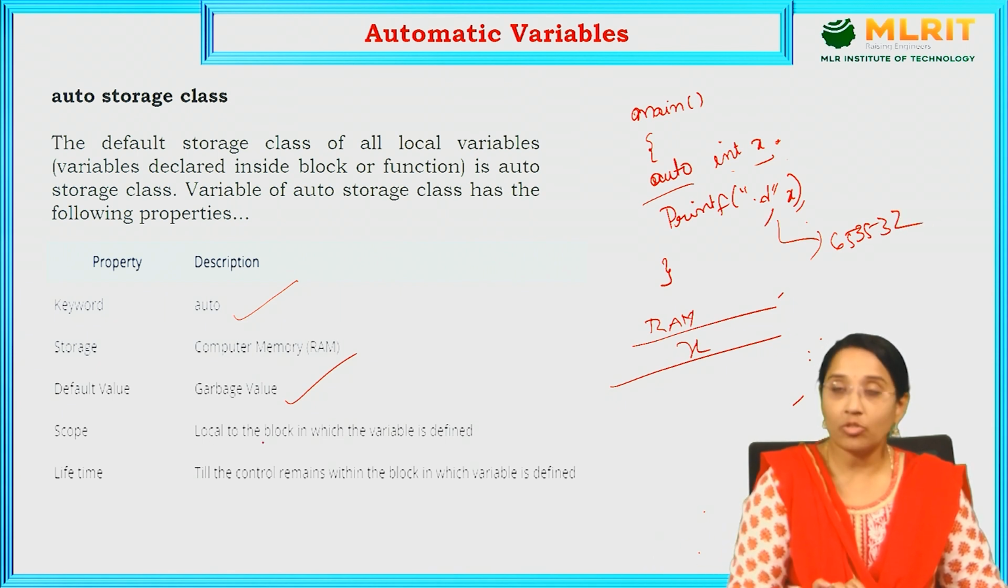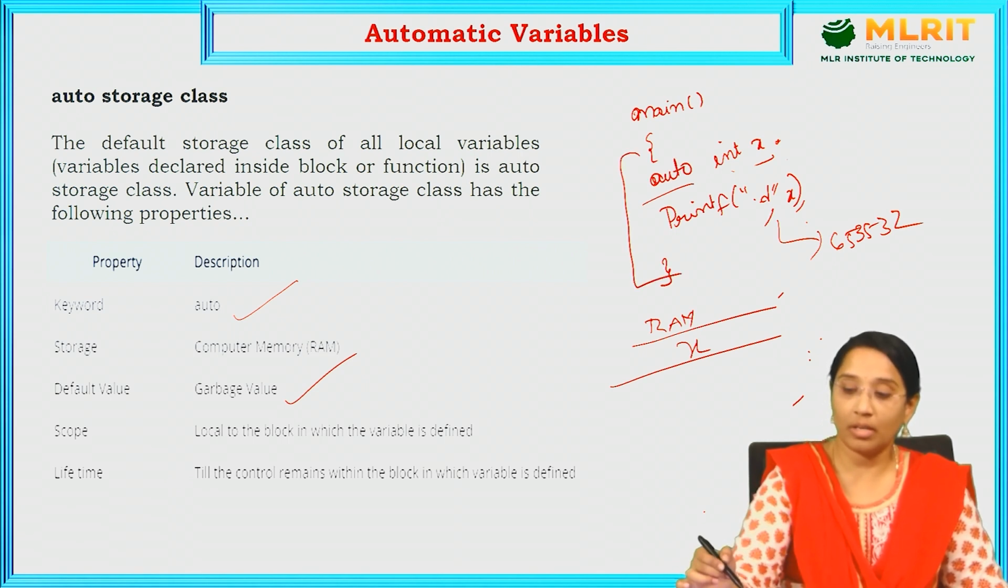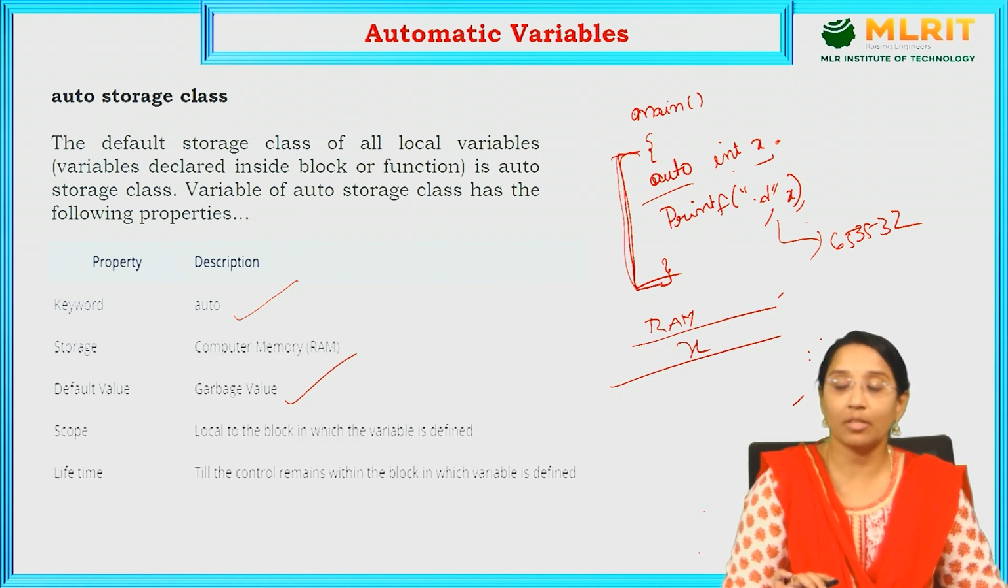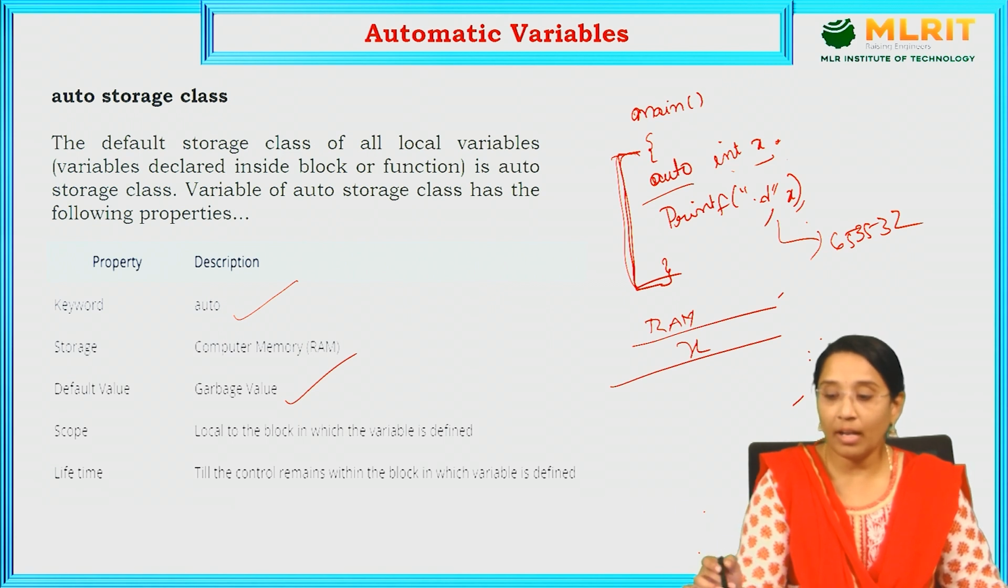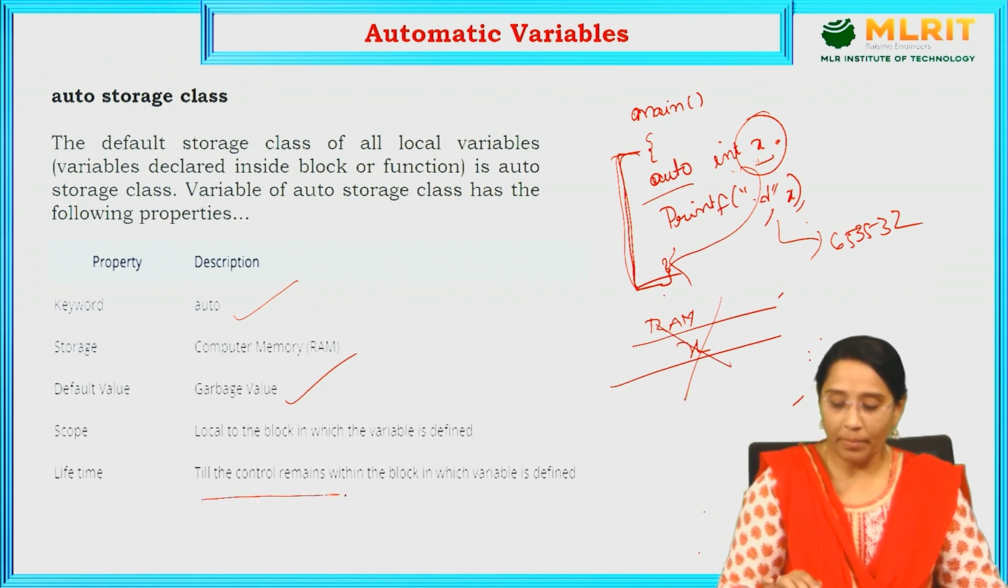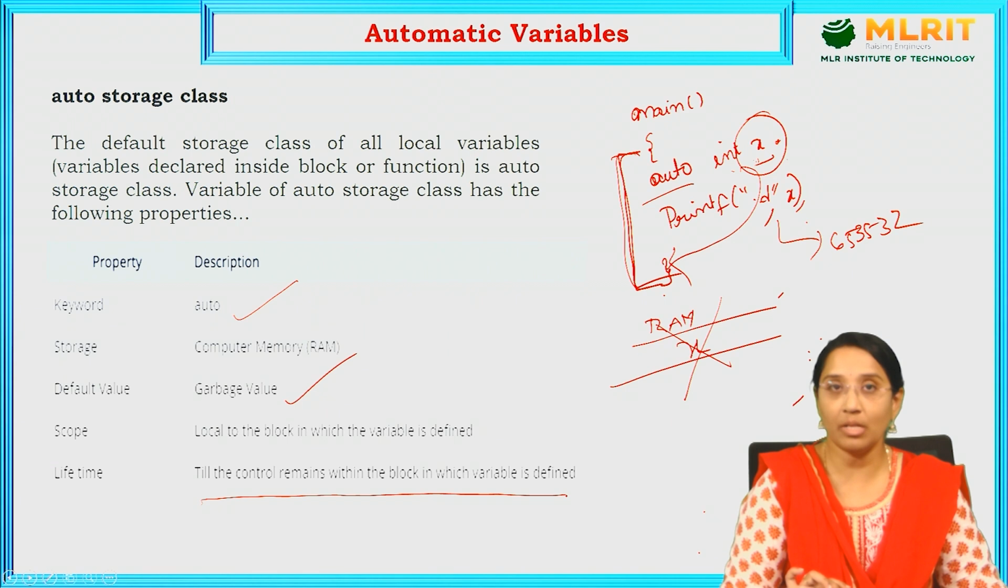And scope is local to the block. Auto variable scope is local to the block. See, it is written inside the main function, so this comes under block scope. And the lifetime of this variable depends on this brace. Once this brace gets closed, these variables will be freed from the memory. So the lifetime lasts till the control remains within the block in which the variable is defined.